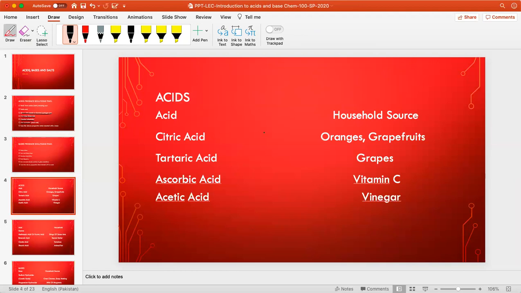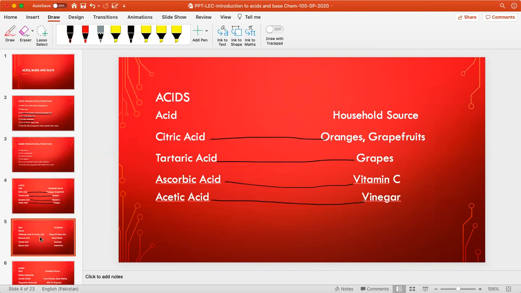These are the sources for household acids, the names of different acids and their sources. Citric acid is present in oranges and grapefruits. Tartaric acid is present in grapes. Ascorbic acid is present in vitamin C, and acetic acid is the main thing in vinegar.